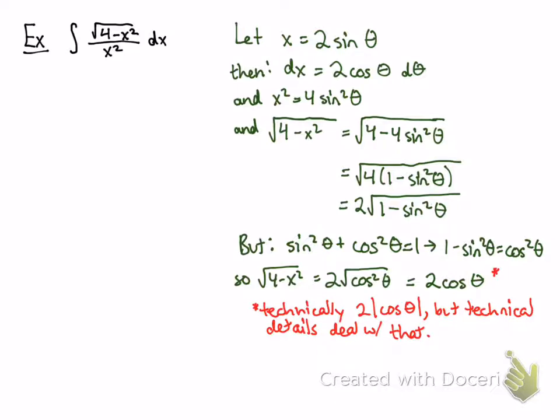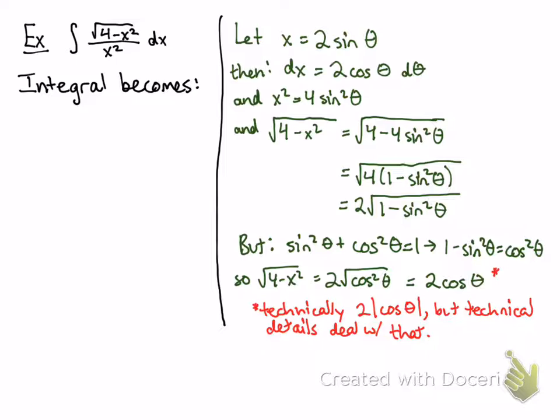So we don't have to worry about those absolute values, and that's the case for all the trig substitutions. You don't have to worry about absolute values. If you have the square root of something squared as a trig function, you can just make it the something without absolute values. Okay, so let's see what happens to the integral now that we've worked all that stuff out.